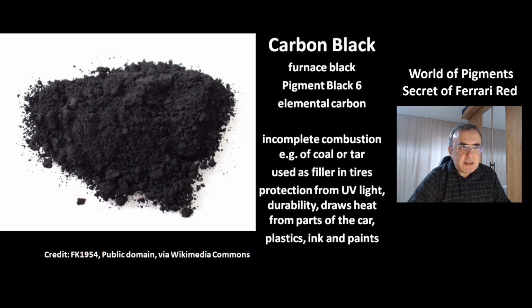This is carbon black. It's furnace black, also called pigment black 6, elemental carbon. It can be made by an incomplete combustion of, for example, coal or tar. It is used as filler in tires. This gives tires protection from UV light and durability, and it is able to draw heat from other parts of the car. And carbon black can be used for plastics, ink, and paints.